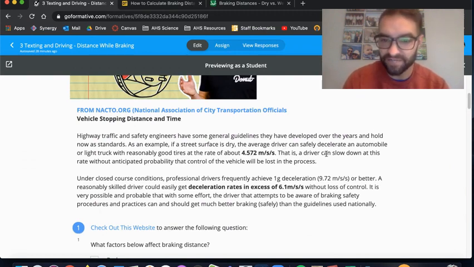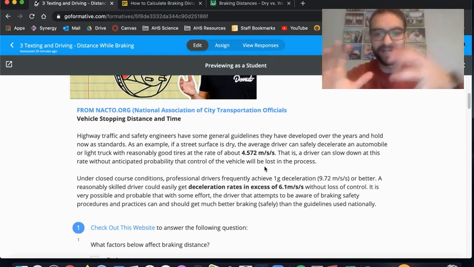Now, a driver can slow down at this rate without anticipated probability that control of the vehicle will be lost in the process. What that's saying is, if you decelerate at this rate, it's pretty much guaranteed that it's going to be a safe stop. Your vehicle's not going to slide and get out of control.